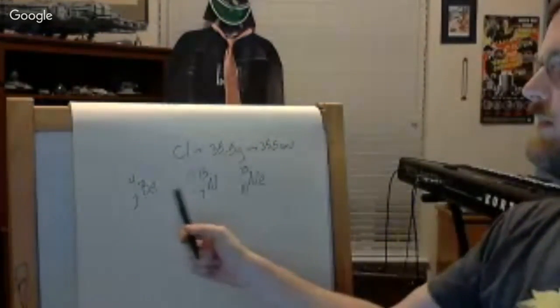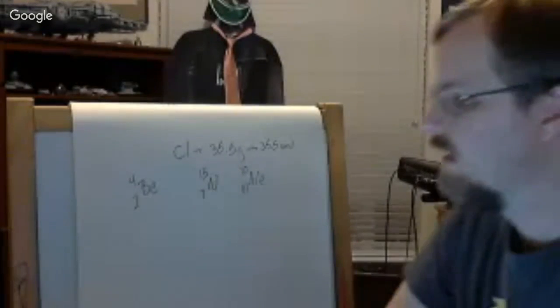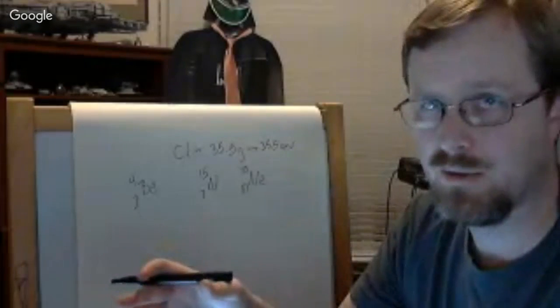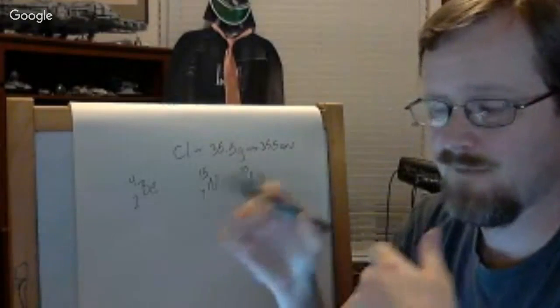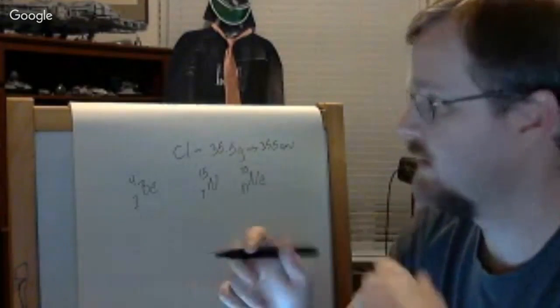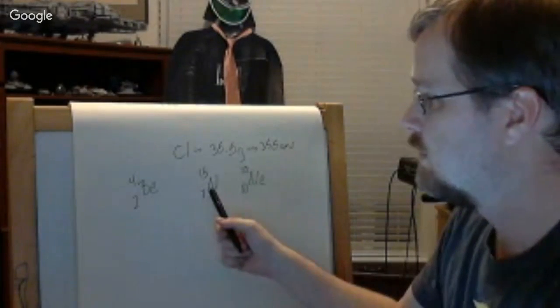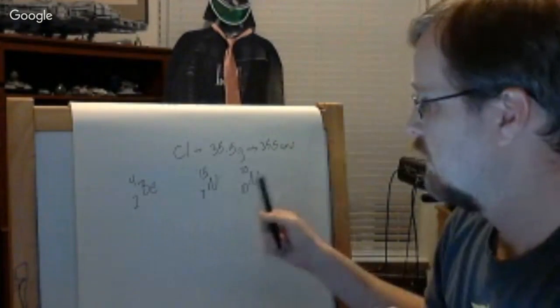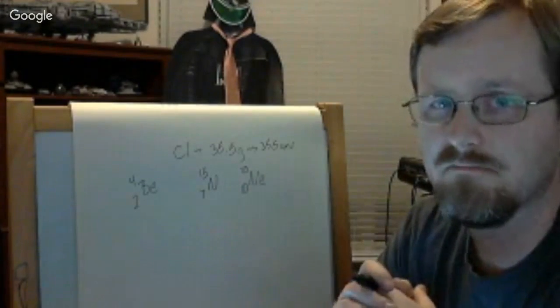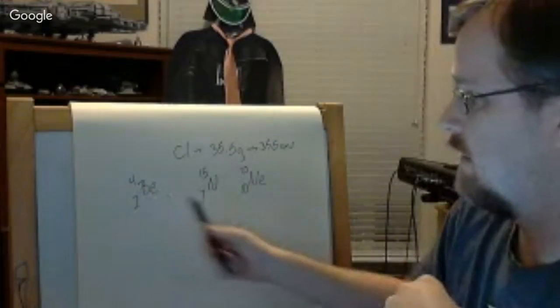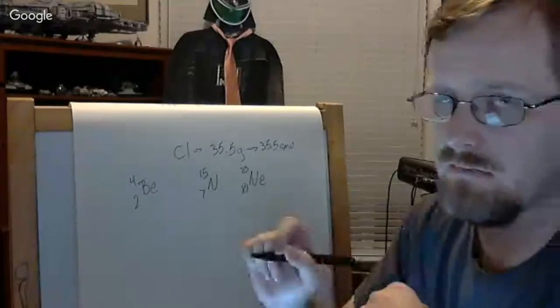Okay, so we're going to take these three and draw Bohr models for them. First, if you have a periodic table with you, it's very easy to figure this out. Beryllium is in group 2, nitrogen is in group 5, and neon is in group 8. Okay, so all you've got to do is 2 dots, 5 dots, 8 dots.